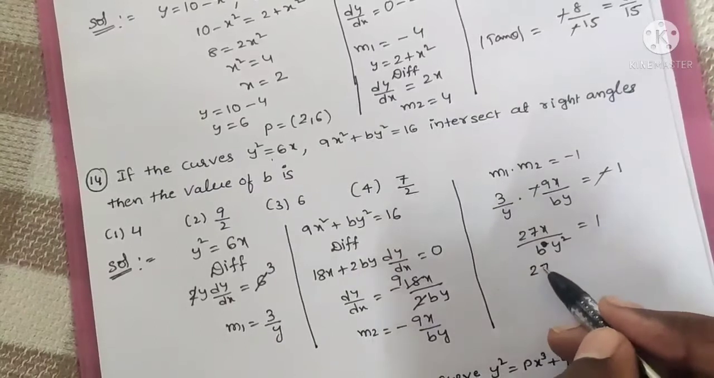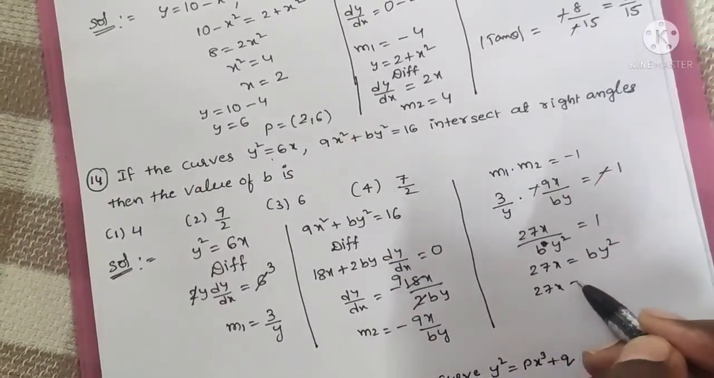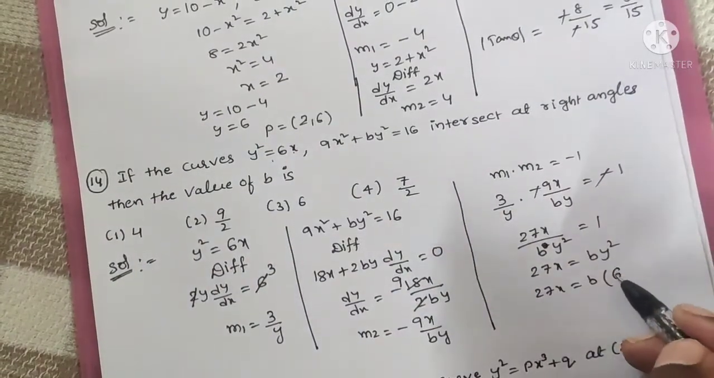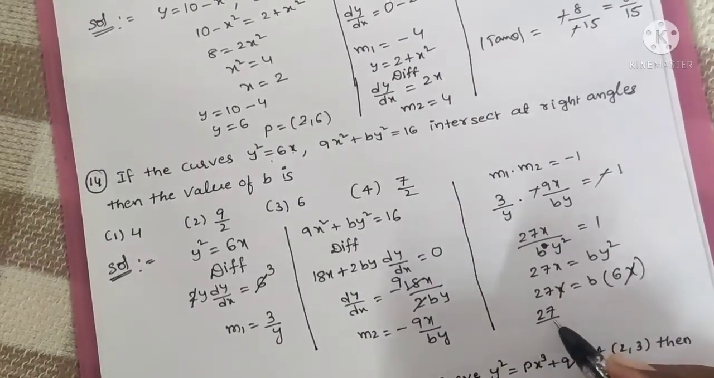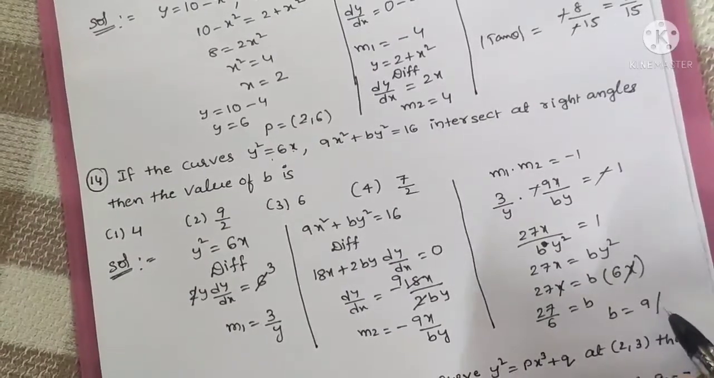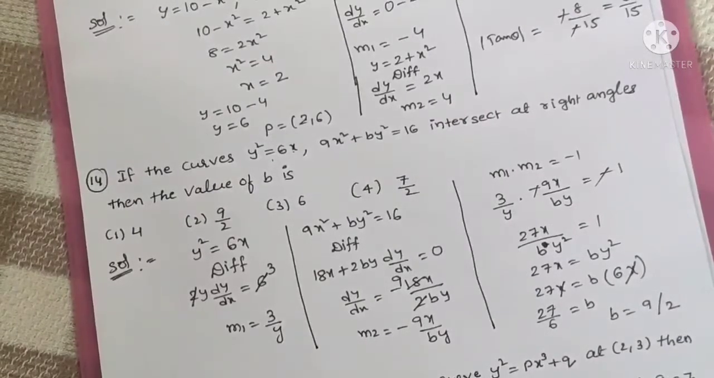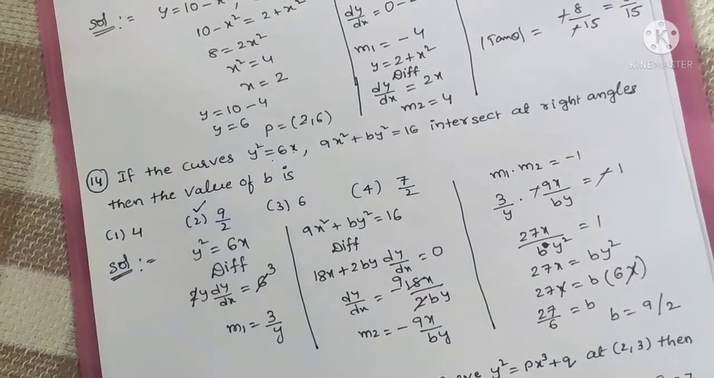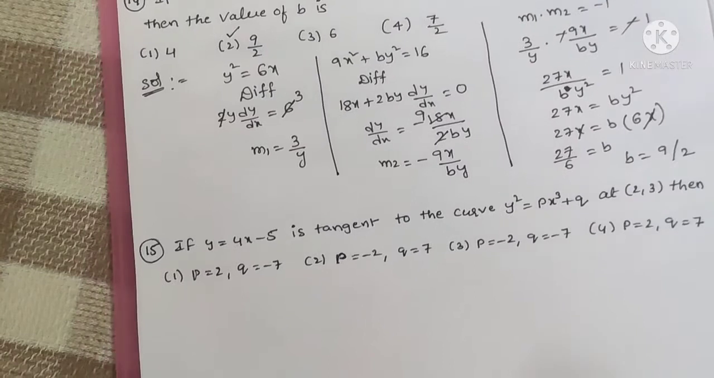Then 27x is equal to by square. Then 27x is equal to b into y square, whose value we already know is 6x. Now x and x get cancelled. Then 27 by 6 is equal to b. If you simplify, 3 nines are 27 and 3 twos are 6, then the answer value b is nothing but 9 by 2. 9 by 2, that is nothing but option 2 is the correct one for this question number 14.